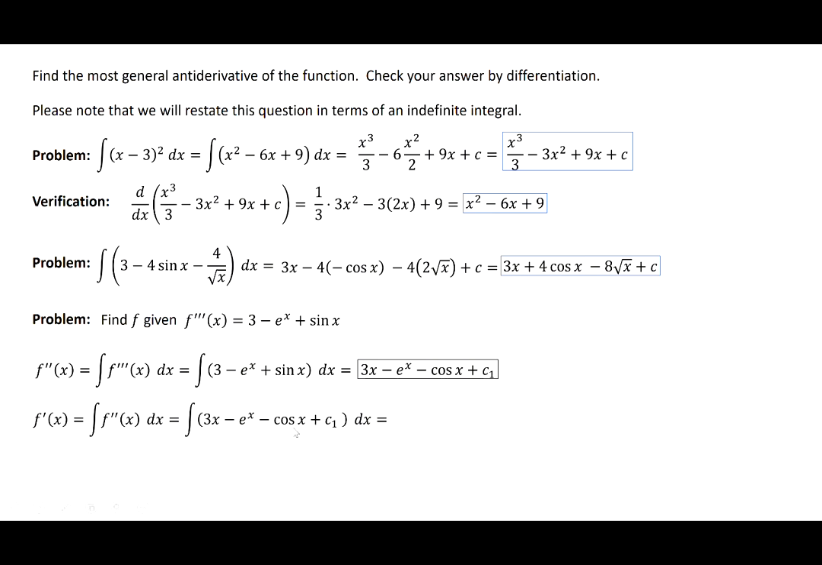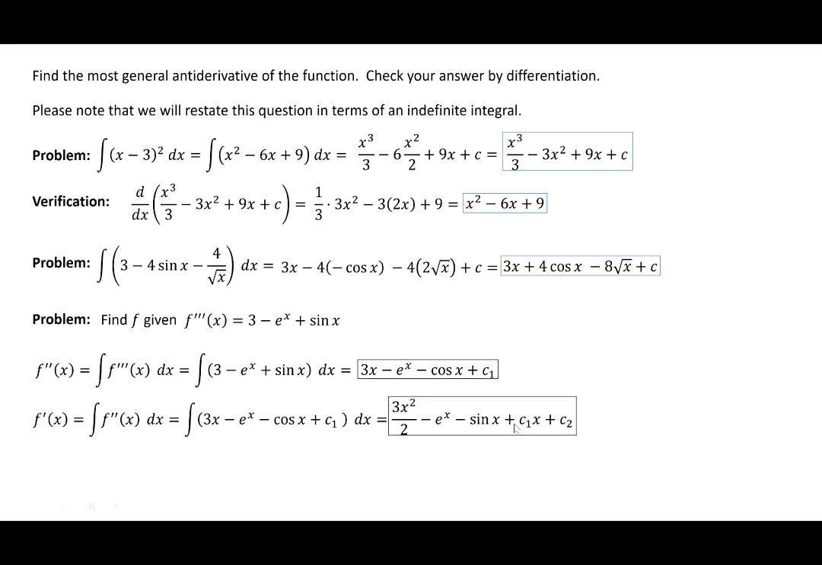Should we have another integration constant here? Yep. Every time you integrate, you generate a new constant. So that's why I call the original one plus c1, so that in the second stage of integration I would have another constant, and I want to call that c sub 2. Cool? Are you getting the hang of this, folks?